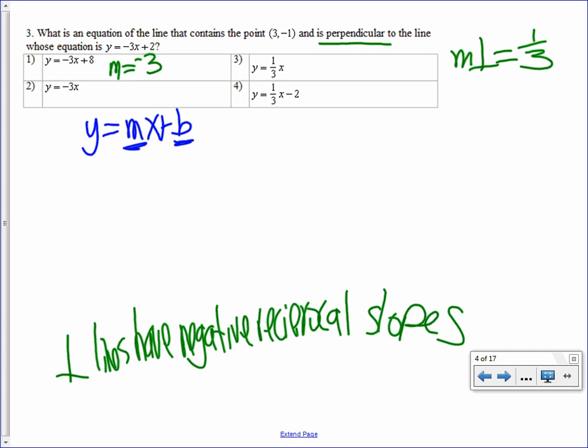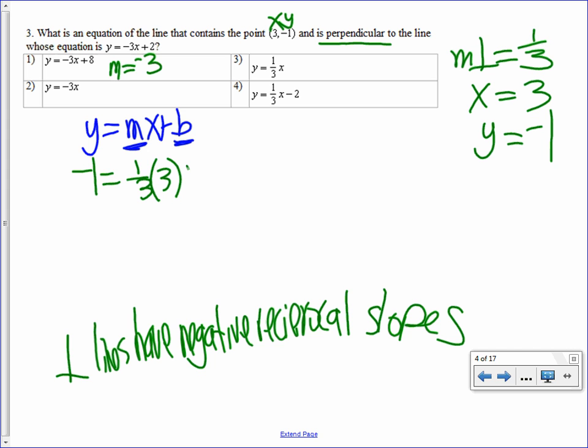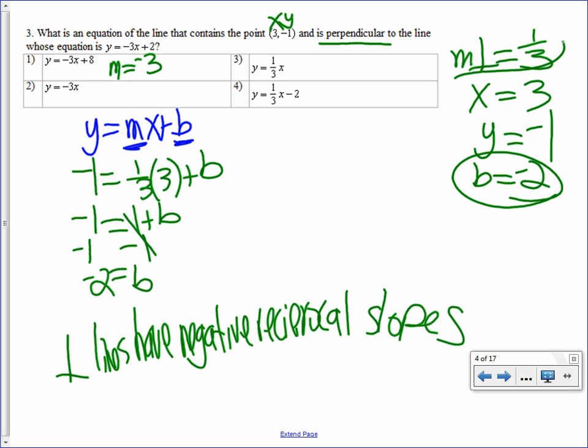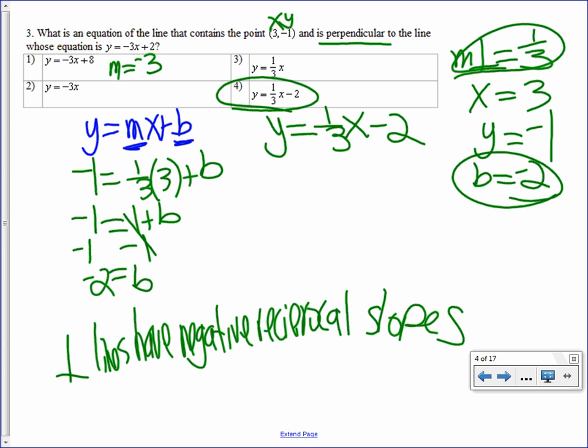So, now that I have my m, to find my b, I know that x is 3, I know that y is -1, so I substitute the values into y equals mx plus b. You can use a calculator if you're afraid of fractions. 1/3 times 3 is 1, plus b, -1, -1, b equals -2. Now that I have m and b, y equals 1/3 x -2. You can also pull up your calculator and type it in to make sure it goes to that point.